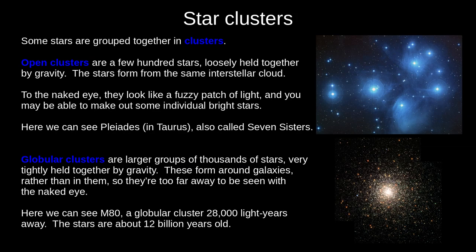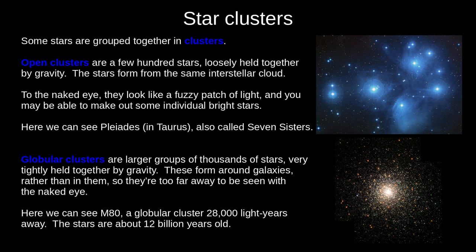Stars often exist in small groups called clusters. There are two main types. Open clusters are a few hundred stars. They were formed by the same interstellar dust cloud, and are loosely held together by gravity. These look like a faint fuzzy patch of light, often with a few bright individual stars. Here we see Pleiades, also called the Seven Sisters, because the Greeks could see 7 bright stars. Globular clusters are too distant to be seen with the naked eye.